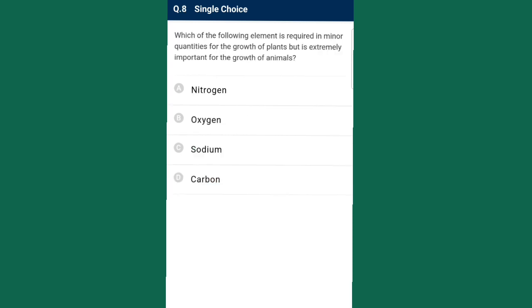Question number 8. Which of the following element is required in minor quantities for the growth of plants but is extremely important for the growth of animals? Certain elements required in very small quantities are called as microelements or trace elements. Sodium is one of such element that is required in very small quantities and is not as important for growth of plants as it is for animals. Answer C, sodium.